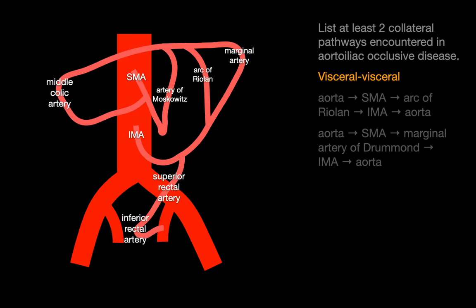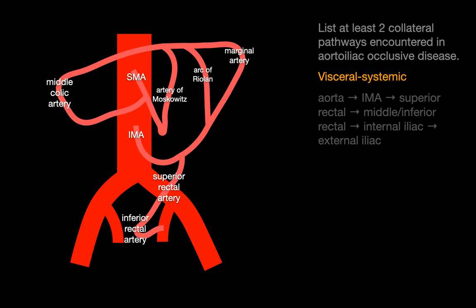Visceral-visceral collateral pathways include a pathway from aorta back to aorta via the SMA, arc of Riolan, and IMA. The arc of Riolan is an inconstant artery that connects proximal SMA or one of its primary branches to proximal IMA or one of its primary branches. A second visceral-visceral collateral pathway from aorta back to aorta occurs via the SMA, marginal artery of Drummond, and IMA.